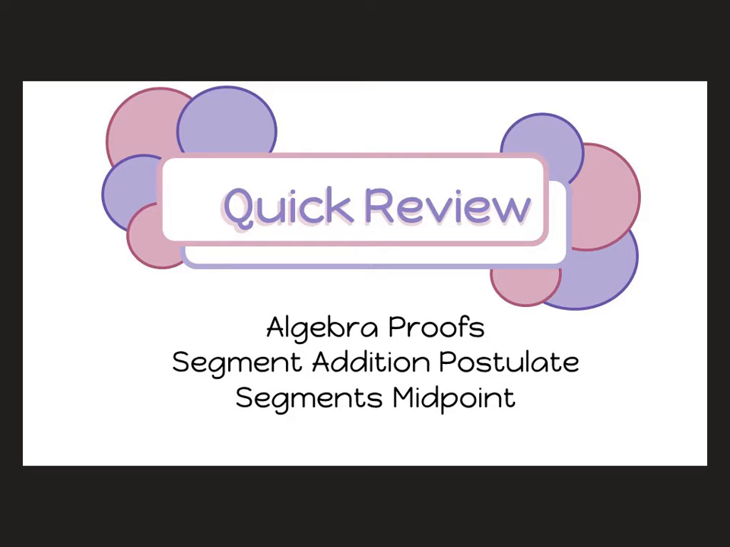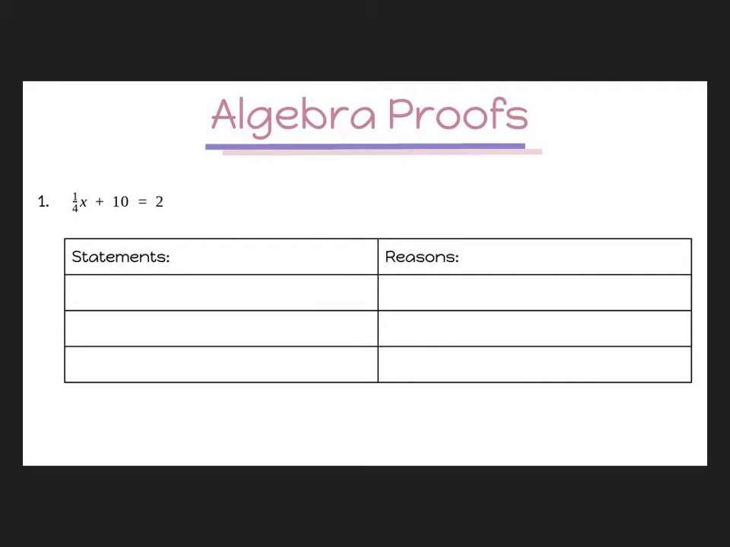This is a quick review of our algebra proof, segment addition postulate, and segment midpoint problems. This is the first algebra proof. Remember, when you do proofs, they will give you something, and you always want to fill in the given first in the statement box. So, our given is 1/4 x plus 10 equals 2. Our first reason is always given.